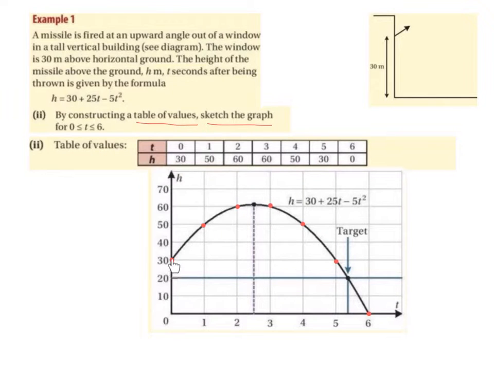Then when we have our coordinates plotted, we join them together to form a curve, making sure that the top of the curve is an actual curve and not a line straight across. So it has to be a smooth curve, and we must draw this with a pencil. So this is the graph of h equals 30 plus 25t minus 5t squared. So it's an N-shaped graph.